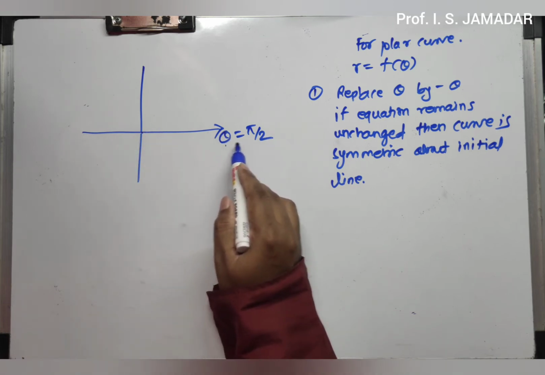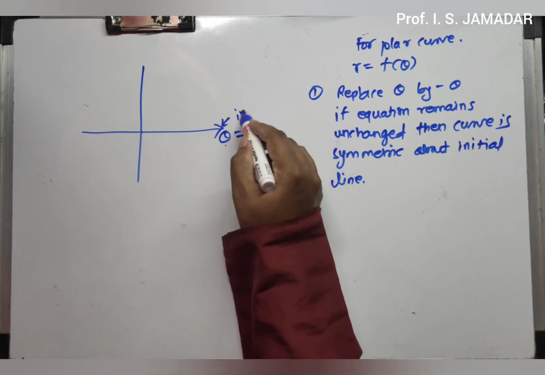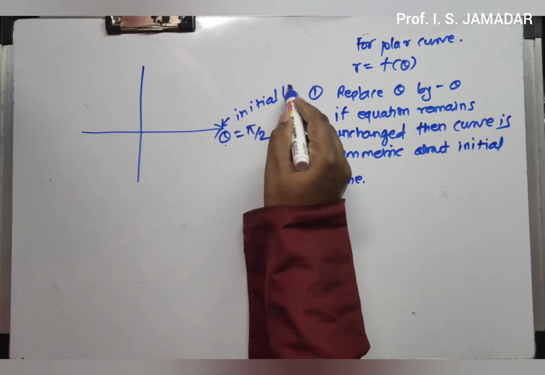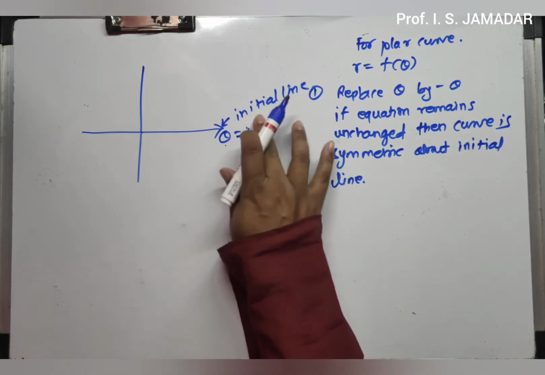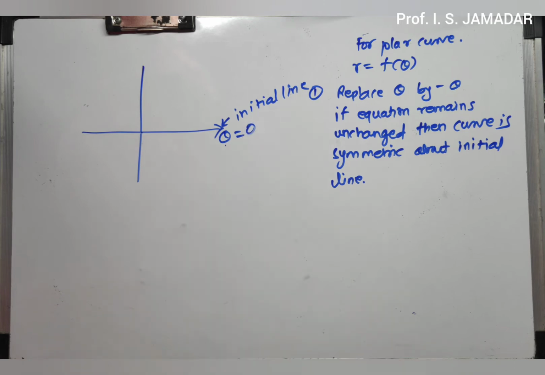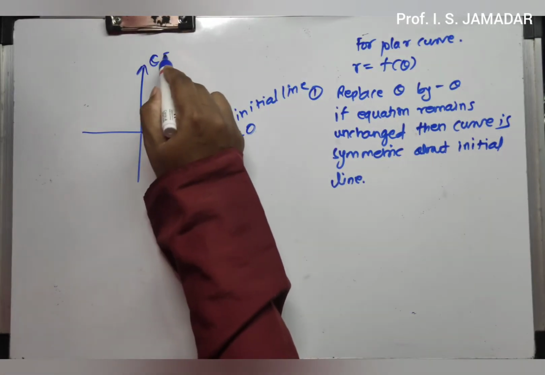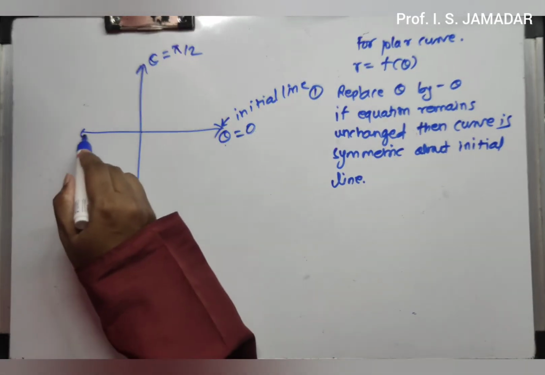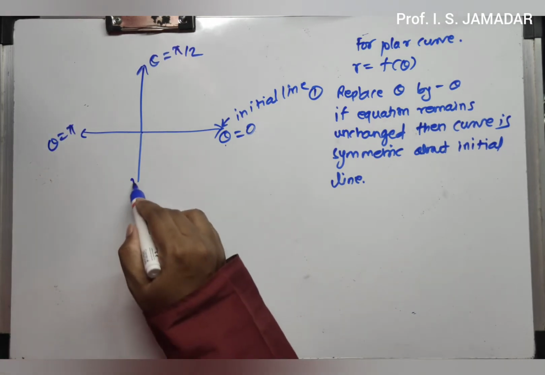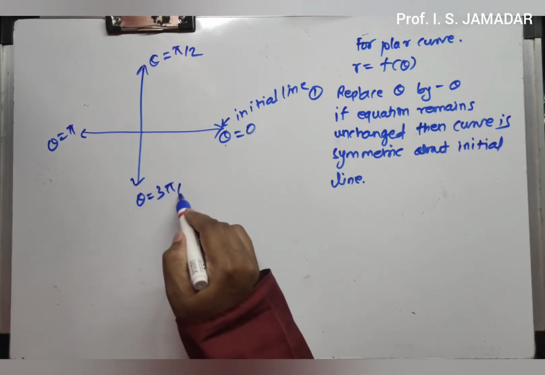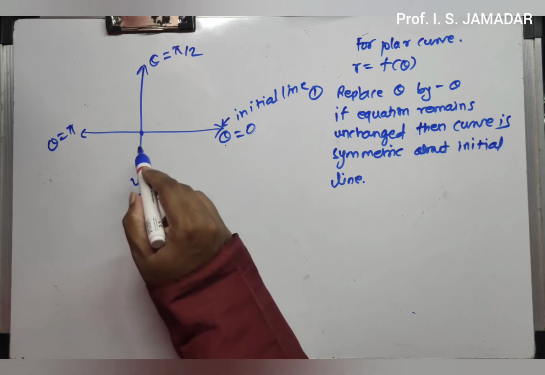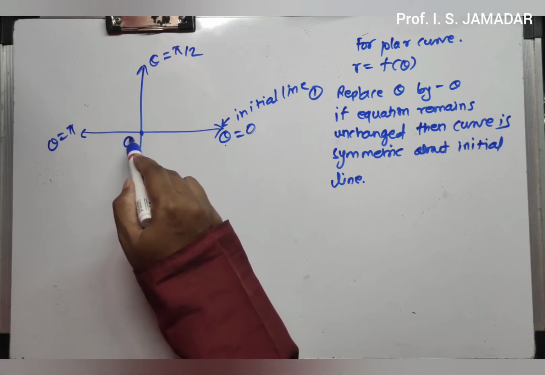is called the initial line. Initial line is theta equal to 0. This is theta equal to pi by 2. This is theta equal to pi, and this is theta equal to 3 pi by 2. Origin for polar, that origin we call as a pole.